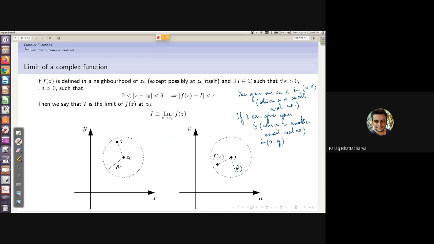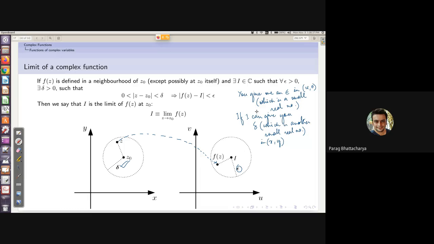The moment you give this epsilon, if I can give you a delta such that I can use that delta to construct a circle, and in this circle I can find some complex number z, such that when I apply the function to z, it gives me f of z, then this f of z will lie inside a circle whose radius you have given me.